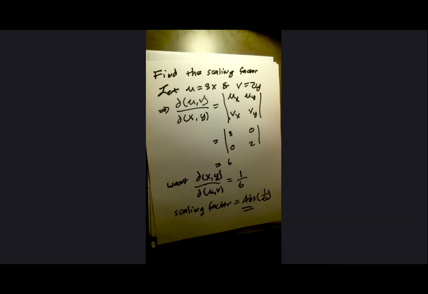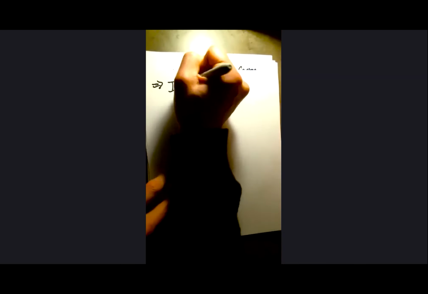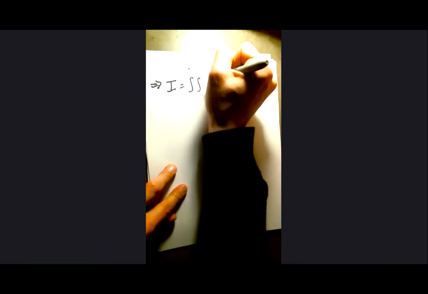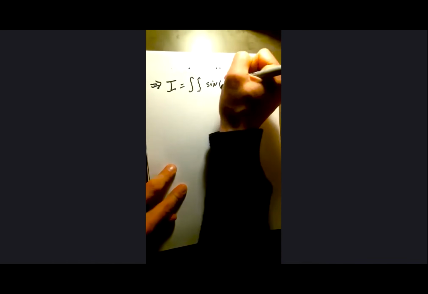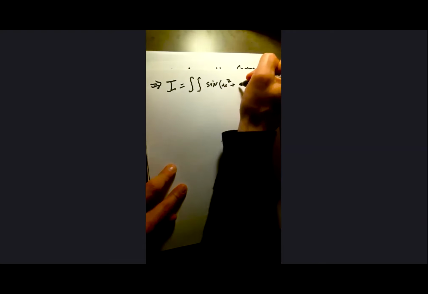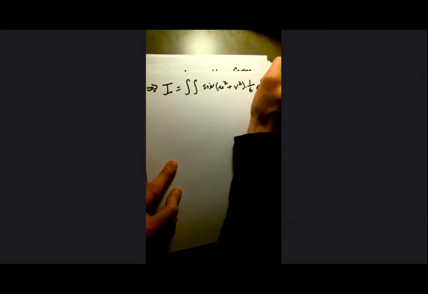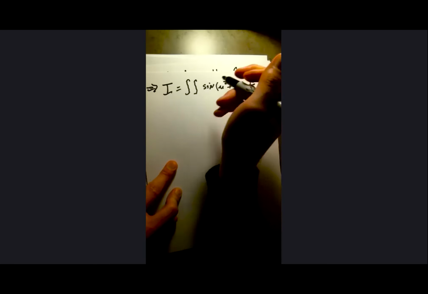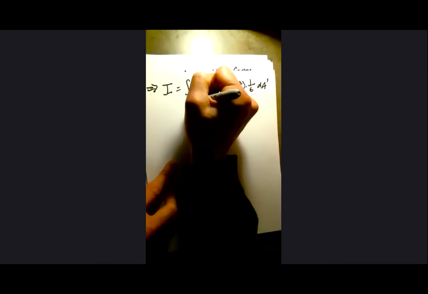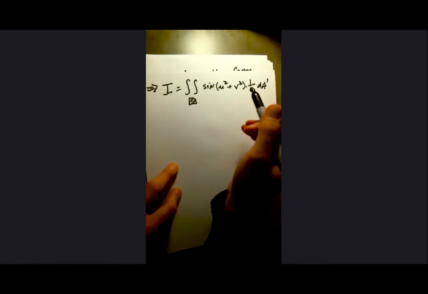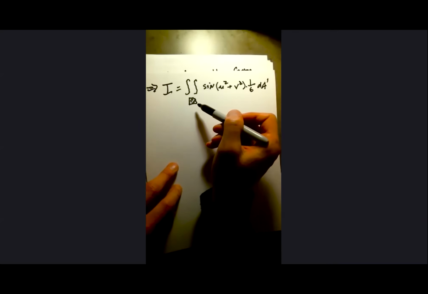So let's see, how would we put all this together? This tells us that our integral is the double integral of sine of u squared plus v squared times 1/6 dA prime, and then we're just in the region that's in the first quadrant part of the unit disk.